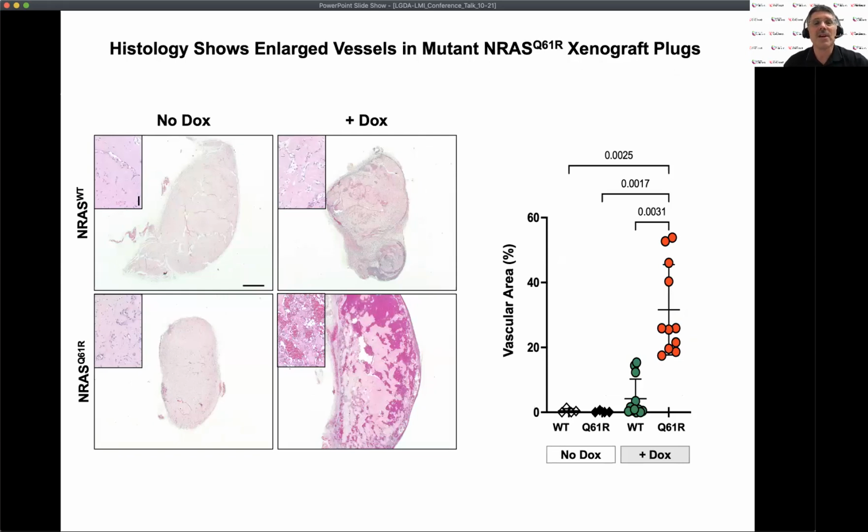Histology was assessed by cutting sections through the xenograft plugs and staining them with hematoxylin and eosin. Pictures on the left show the stained xenograft sections. The plugs in the bottom right-hand corner containing the mutant NRAS endothelial cells on DOX had enlarged bloody channels. The graph on the right shows that the vascular area in the mutant NRAS plugs on DOX in red was significantly greater than the plugs containing the wild-type endothelial cells on DOX in green.